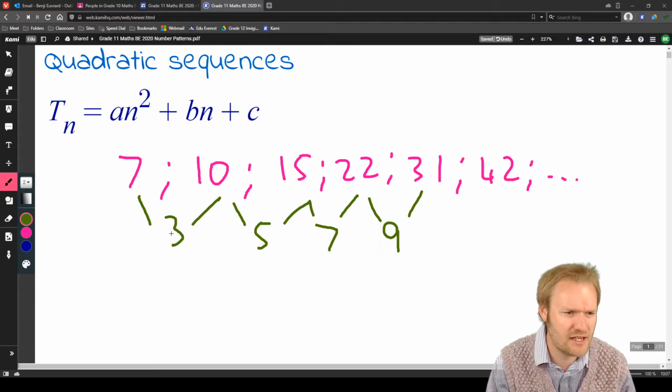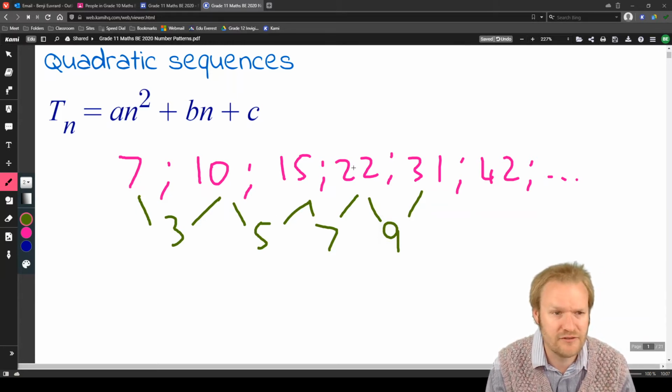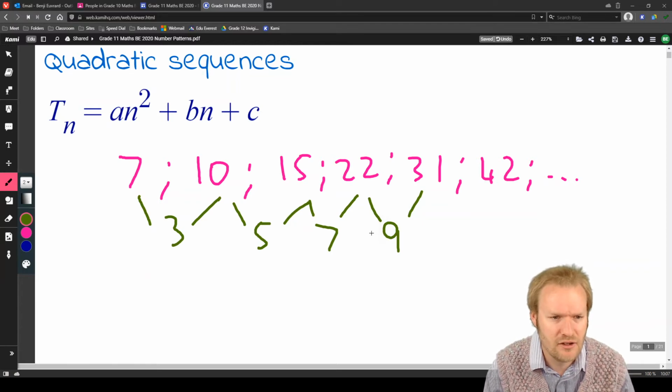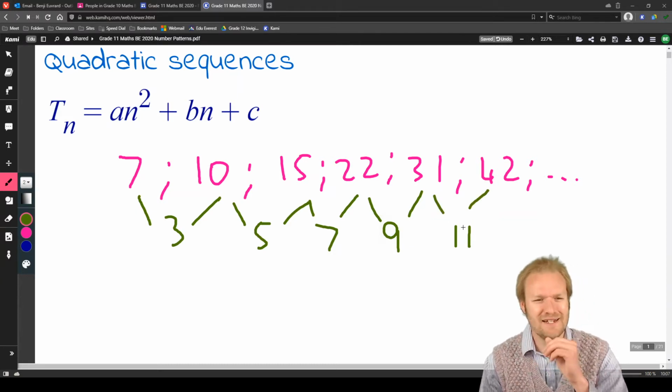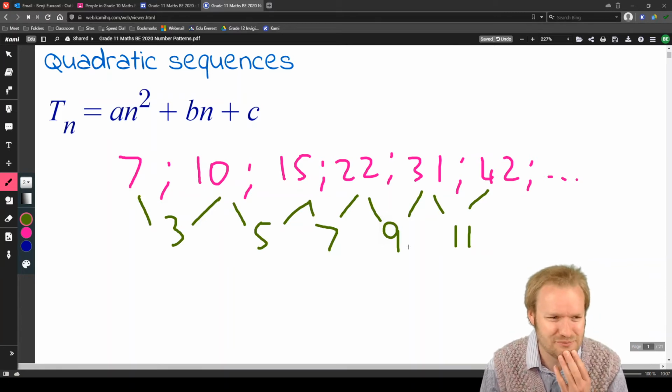So from 7 to 10, increased by 3. From 10 to 15 by 5. From 15 to 22 by 7. 3, 5, 7, 9. Let's just take a swing at it. Is this going to be 11? Well, from 31 to... Hey, look at that. So it looks like there's a hidden pattern.